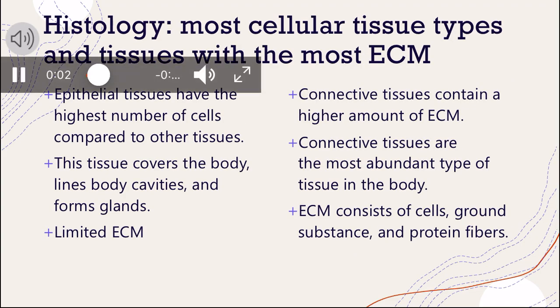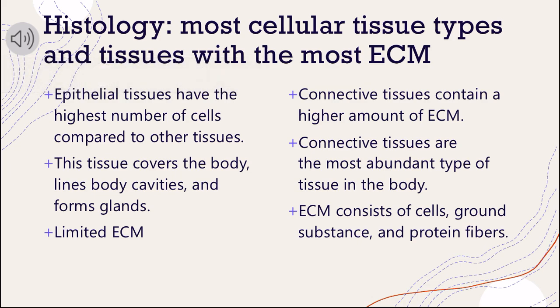Epithelial tissues have the highest number of cells compared to other tissues in the body. This tissue covers the body, lines body cavities, and forms glands. It has a limited ECM, however. Connective tissues contain a higher amount of ECM. Connective tissues are the most abundant type of tissue in the body. The ECM consists of cells, ground substance, and protein fibers.